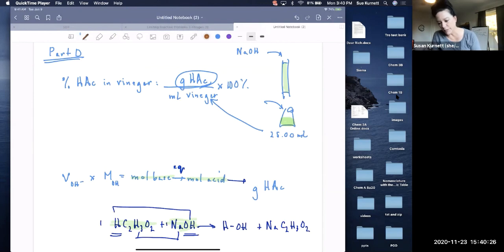So the initial burette reading was 3.45 milliliters, and the final reading was 33.05 milliliters. So go ahead and start with that difference in volume as your starting place and use the molarity we got from part B and go from there. I'll give you a minute to do that.